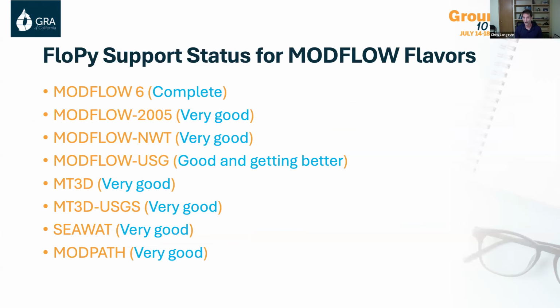So there are a variety of these ModFlow variants or flavors, and this is just to give you an idea of the support status. How well does FloPy work with these different codes? ModFlow 6 is fully complete, as I mentioned. ModFlow 2005 is very good, I would say. Newt is also very good. ModFlow USG is good and getting better. People are using FloPy for ModFlow USG, and so we have some examples and talk about that.